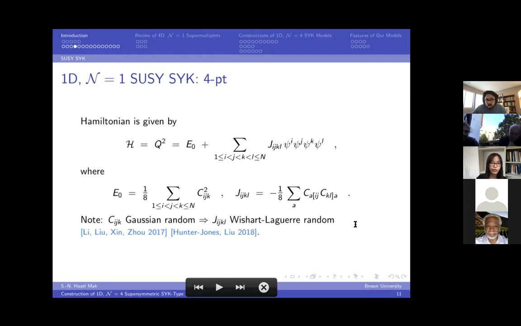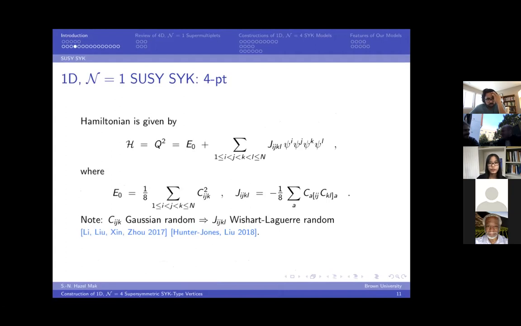This is formulated as described by the paper by Fu, Gaiotto, Maldacena, and Sachdev. Formally, the only difference between supersymmetric SYK models and ordinary SYK models is that the distribution of this coupling is different.